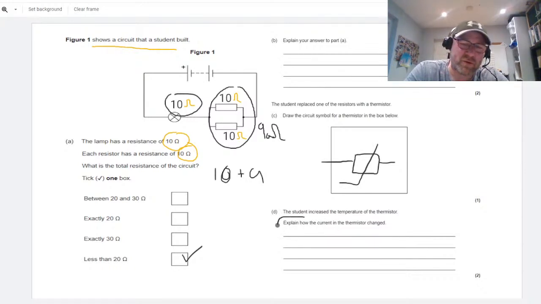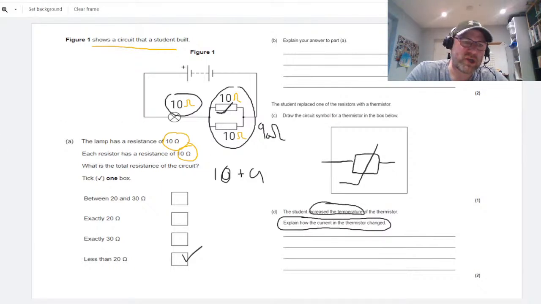Explain. This is a difficult question as well. Explain how the current in the thermistor changed. So they've changed one of the resistors into this, like that. They've made a thermistor. Explain how the current in the thermistor changed as the temperature increased.